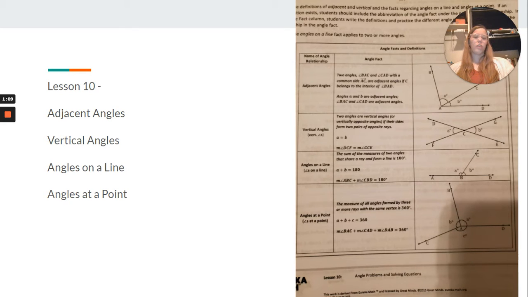And then angles at a point: the measure of all angles formed by 3 or more rays with the same vertex is 360. So that's all the way around. So A plus B plus C equals 360. Okay?